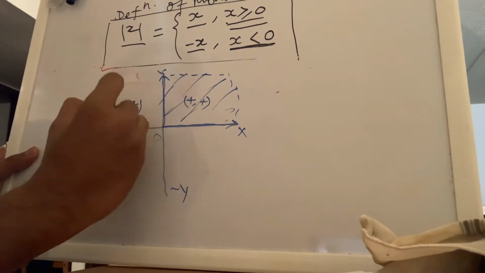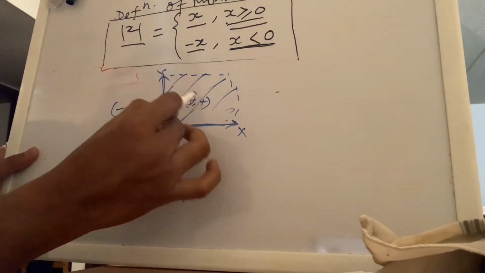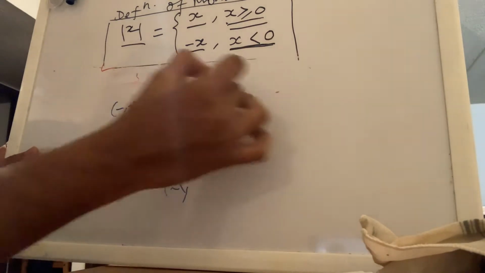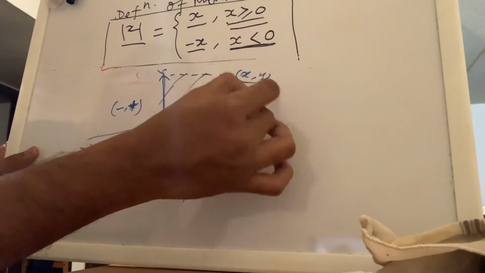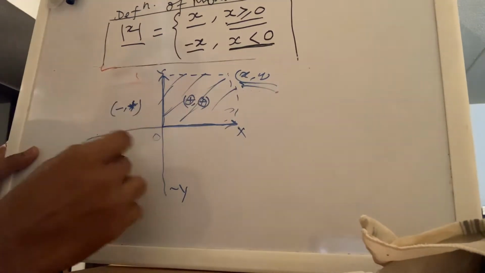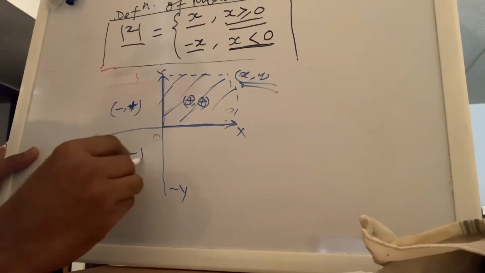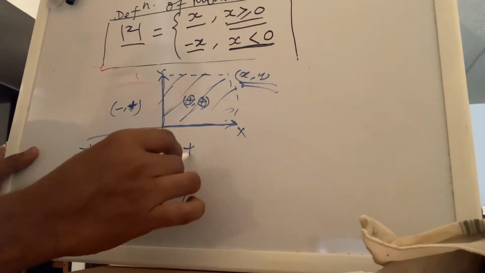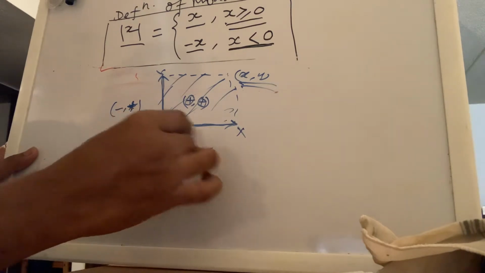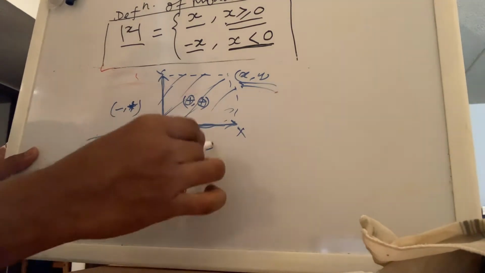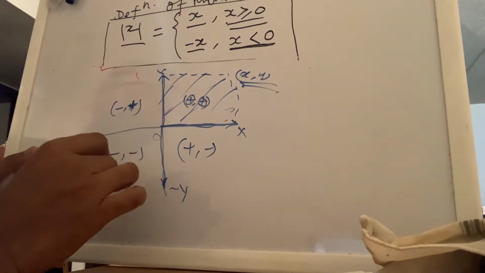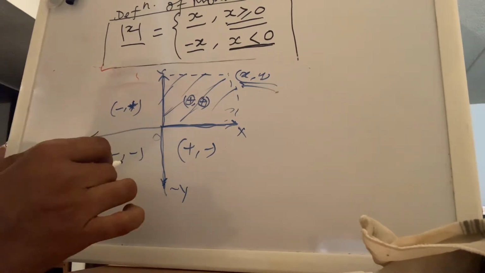This is positive, this is negative, this is negative, positive. Always remember x always comes first and then y. Okay, so x comma y, always this. So here minus minus, and this is plus minus, so plus, and this is minus. This is a really important point to understand.